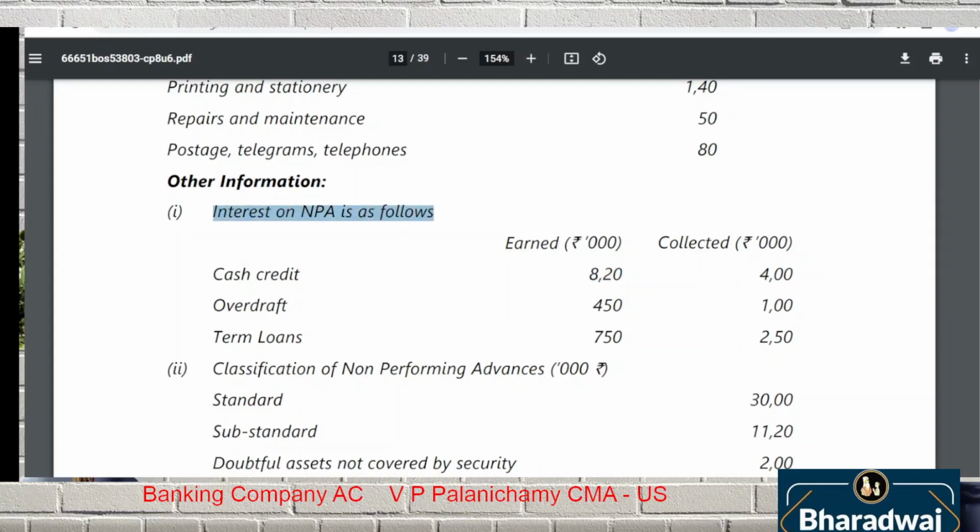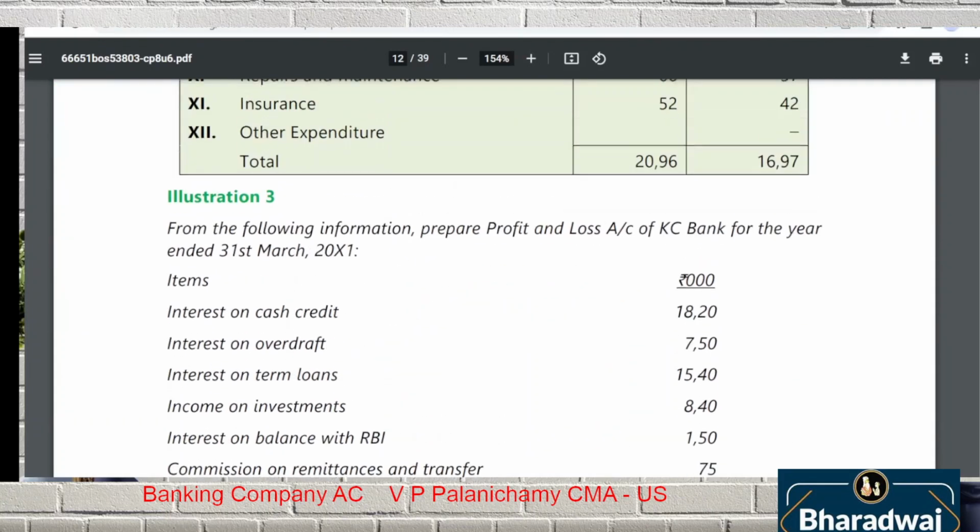Interest on NPA is given to us. Look at that. On NPA, we know that income should be recognized on earned basis or collected basis. On NPA, we should recognize only what is collected. So 820 is earned, 400 is collected. Please remember the last class notes. Whatever is not collected should be cancelled.